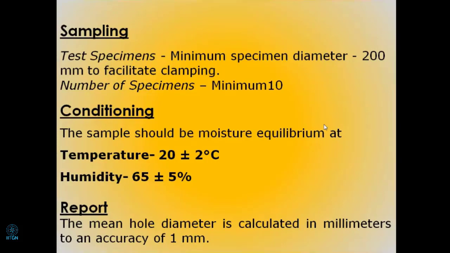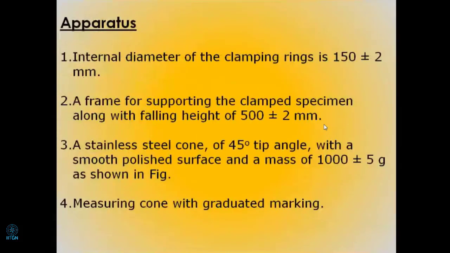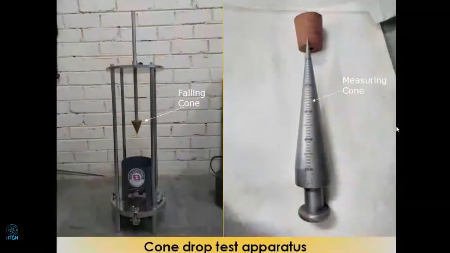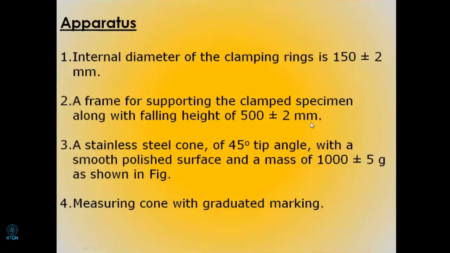Then again, reporting is the mean hole dia. When we drop this conical cone from a particular height of 500 mm, then how much hole dia is made by this puncturing, we have to calculate that diameter in millimeters with an accuracy of 1 mm only. The markings on this specimen are already given. So we have to check whether they are equidistant or not. This kind of internal verification is always required.